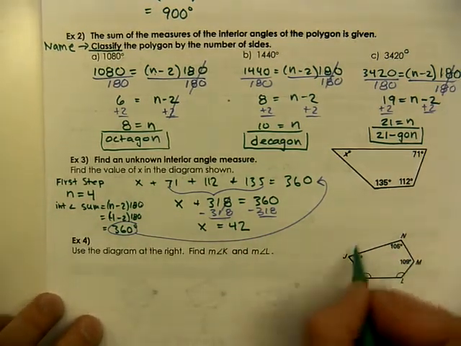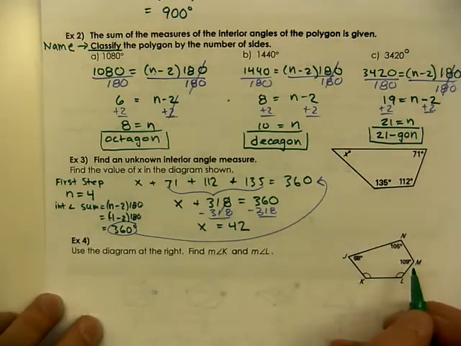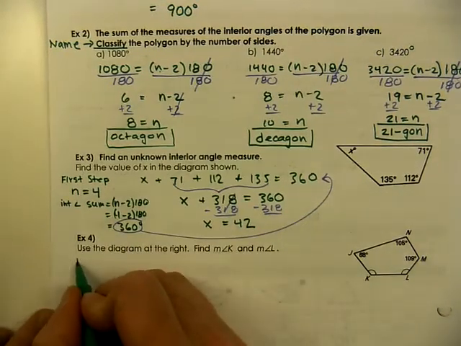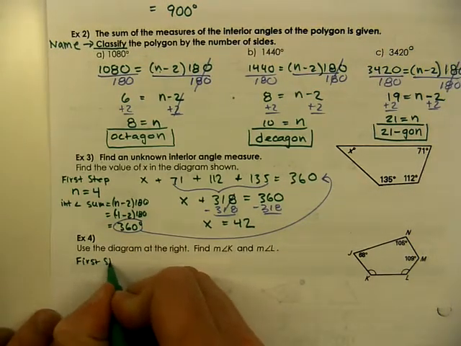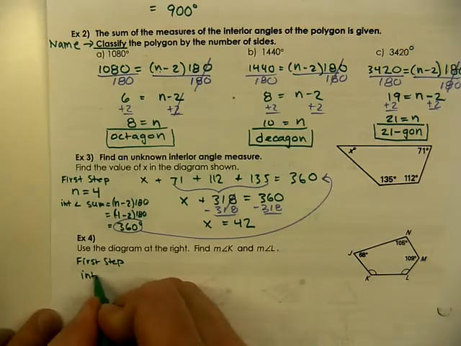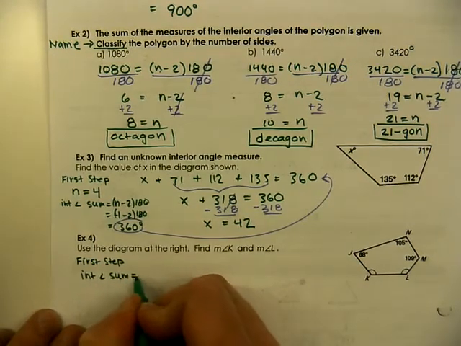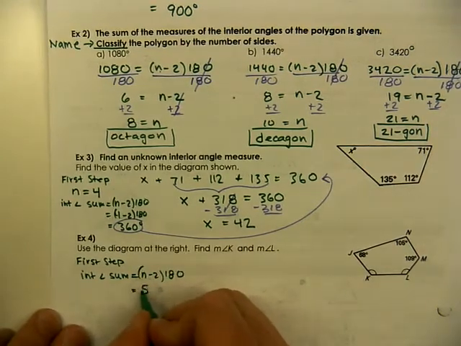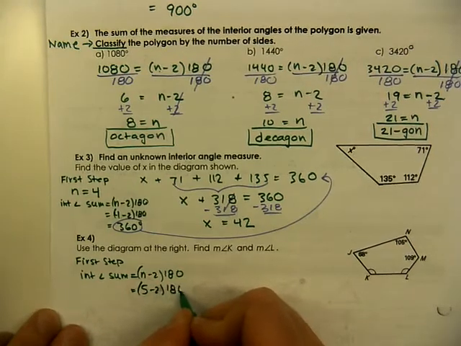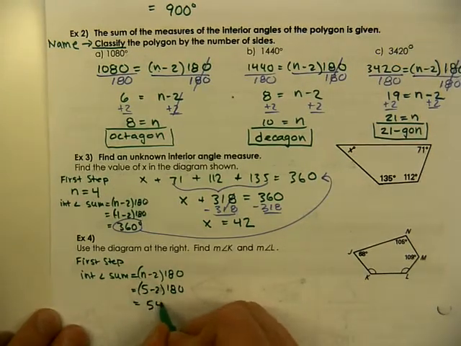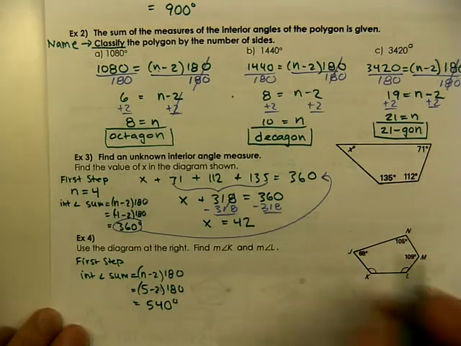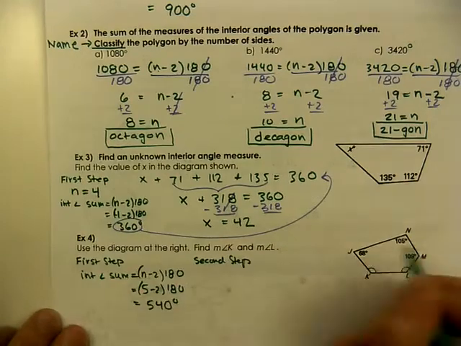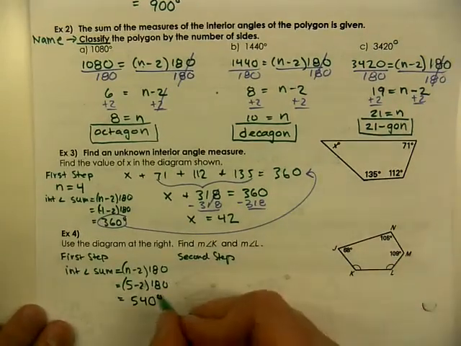So what's the total number of degrees with 5 sides? Oh no, I don't remember. I better calculate that. So here's my first step. My interior angle sum equals n minus 2 times 180. We have 5 sides, so 5 minus 2 times 180 means that I'm working with a total of 540 degrees. Now, for my second step, we're going to add up all the angles to that many degrees.